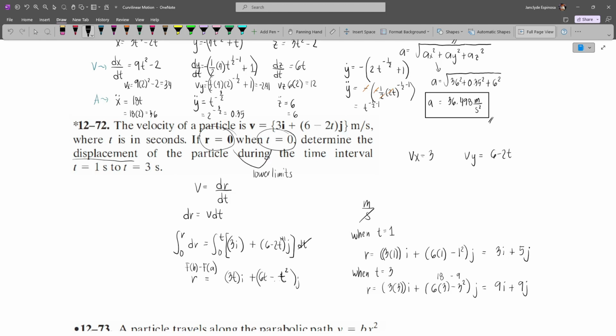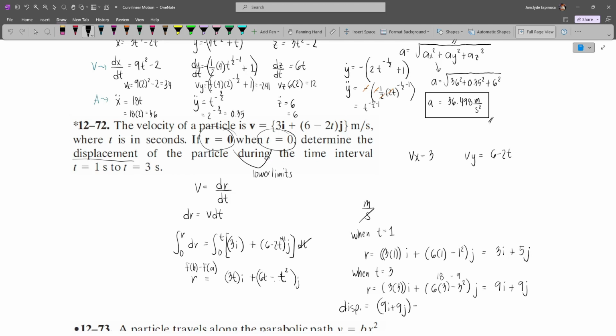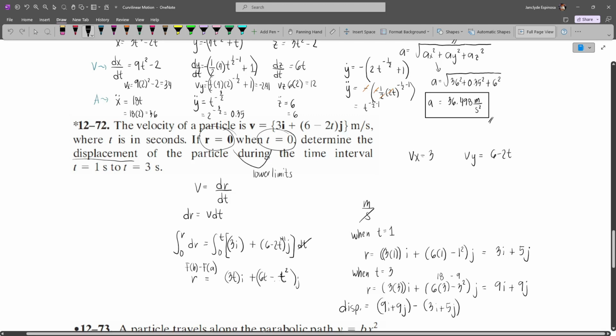And so the displacement will be, let's say, disp will be this vector subtracted by this vector, because this is at time equals 3 seconds, which is greater than 1. So we have 9i plus 9j minus 3i plus 5j. And so we will subtract these individually. So 9 minus 3, that will give us 6i, and then 9j minus 5j, that will give us 4j. So this is now 6i plus 4j. And then the unit will be meters. And so this is now our answer.